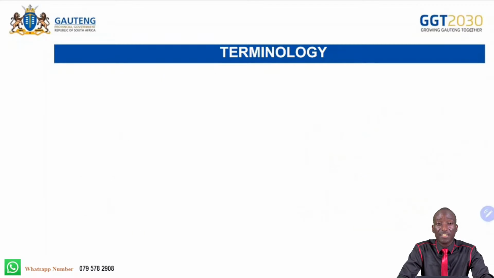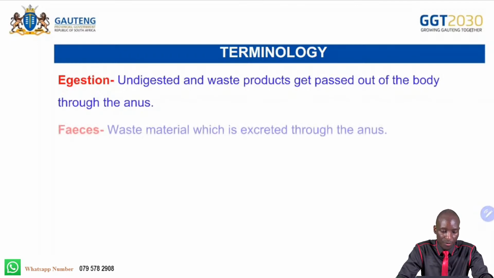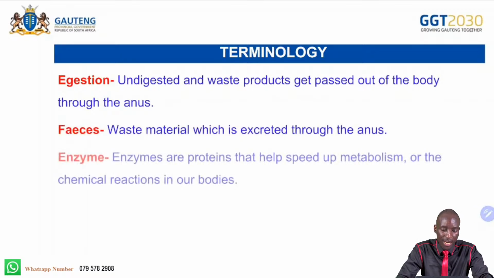Okay, right. As we look at the last part of our terminology, we look at what is called egestion. Right. Undigested and waste products get passed out of the body through the anus. Right. Remember when we label our digestive system, we also label the what? The anus. Okay, right. So feces, these are the waste material, which is what? Excreted through the anus.